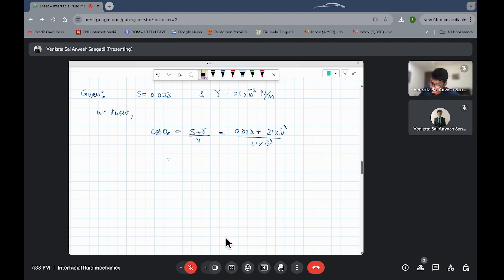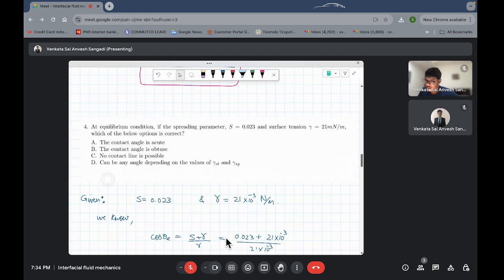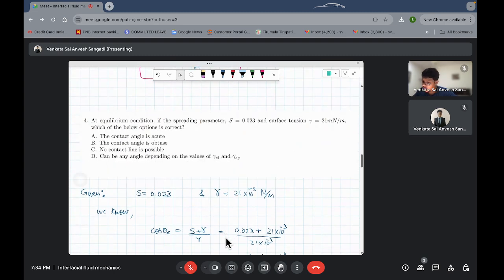So this makes our value of cos theta e greater than 1, which is not possible. Therefore, the correct answer is that no contact line is possible.